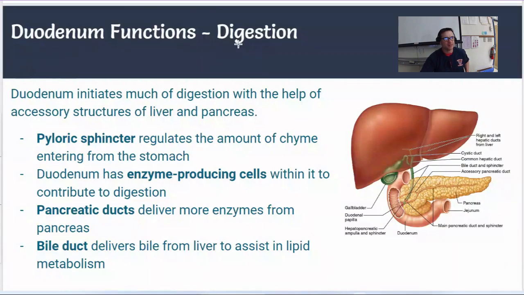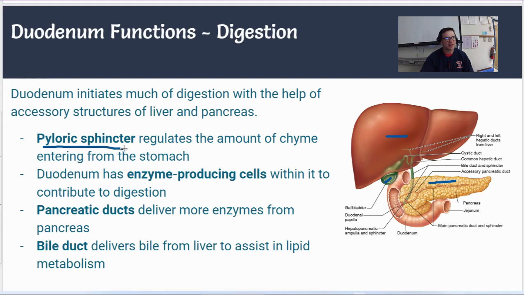Functions of the duodenum. Its function, digestion. So the duodenum initiates much of digestion with the help of some accessory structures. So you see one here, the liver. It makes bile, which is going to be stored here in the gallbladder. Then you have this, what looks like a corn on the cob, the pancreas. It's going to release several digestive enzymes, and it's called pancreatic juice. It's also going to release bicarbonate. The bicarbonate is going to neutralize the chyme, because the chyme is going to be highly acidic when it leaves the stomach. So that bicarbonate is going to neutralize it.